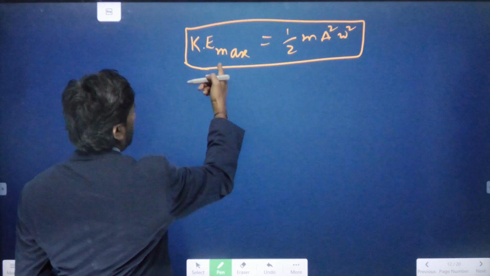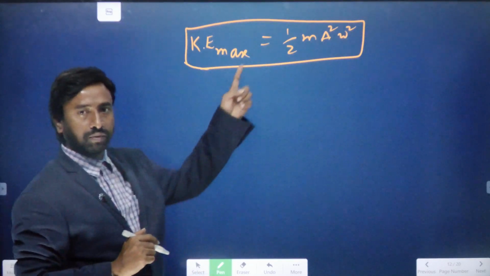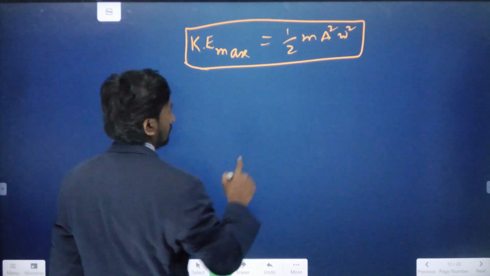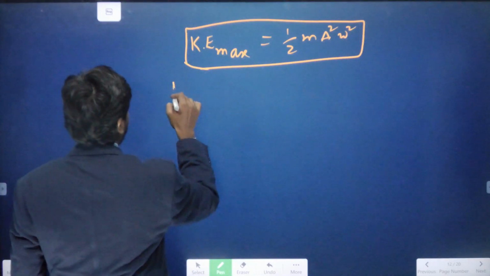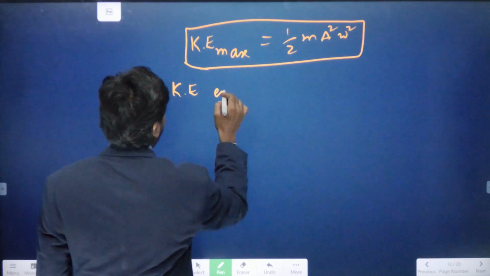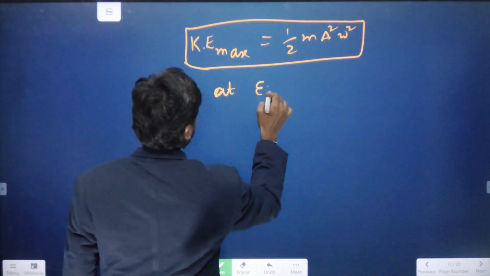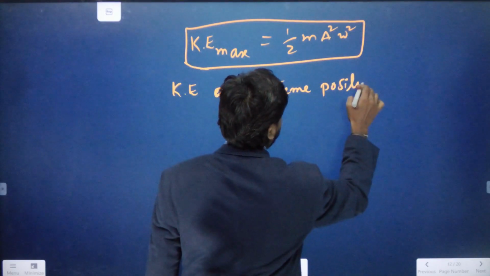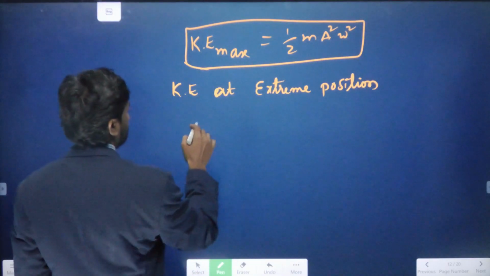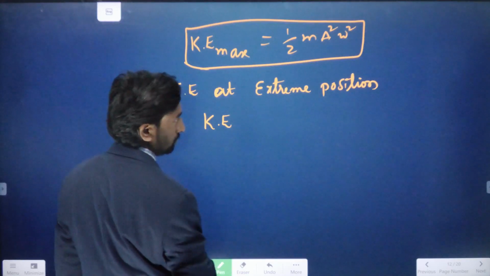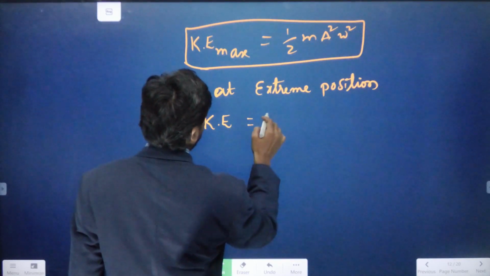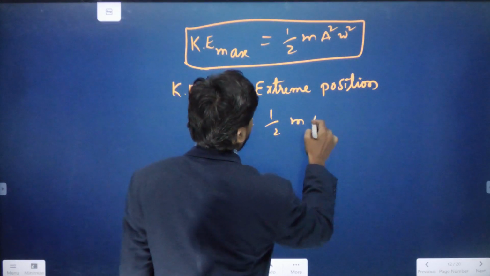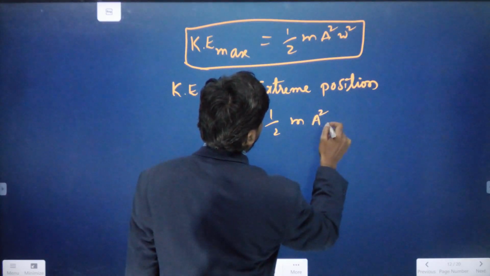So we have seen the kinetic energy at the mean position. At the mean position, velocity will be maximum and the kinetic energy will be maximum. What about at the extreme position? Kinetic energy at the extreme position, what can we write there? Kinetic energy KE is equal to half into m into v square.